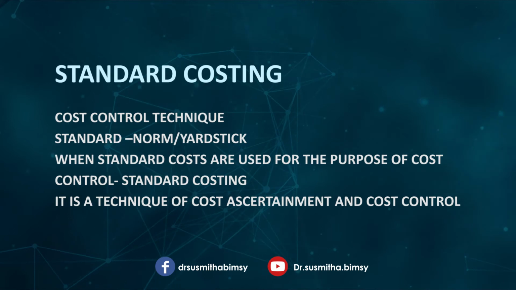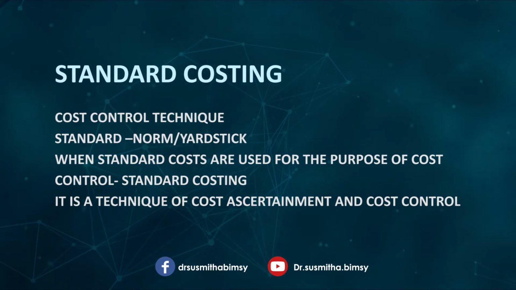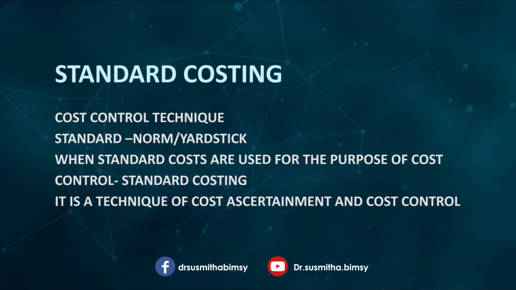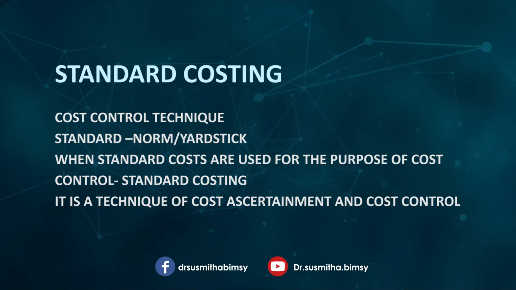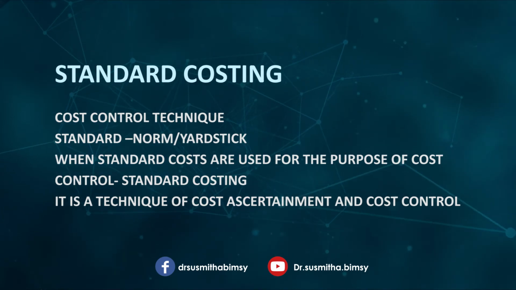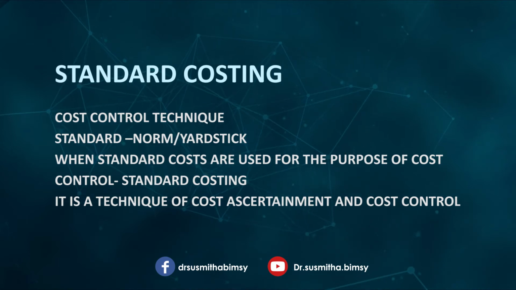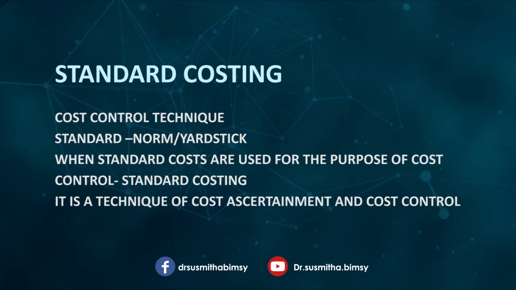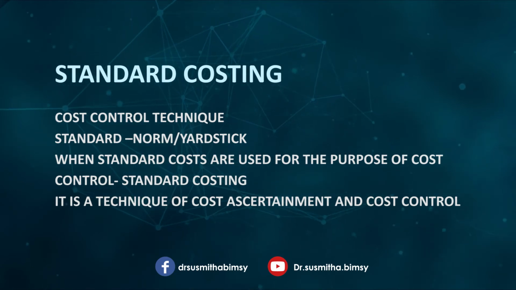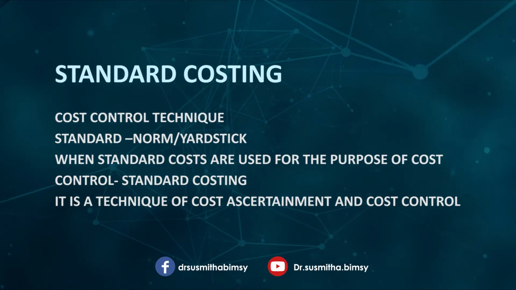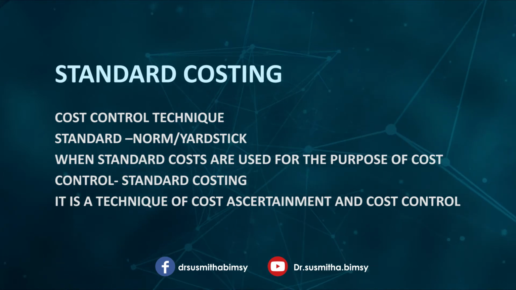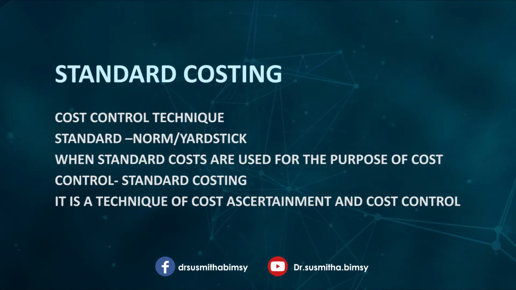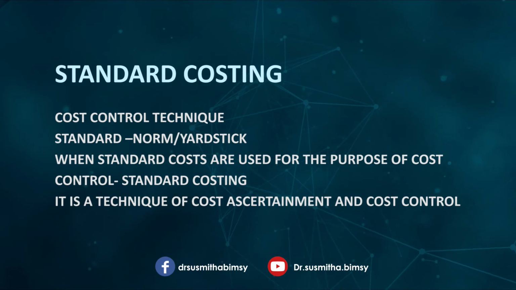Here, first we have to make a standard, then make a comparison of actual cost with standard cost and find out the variances, and if there are any variances, analyze the causes of variances. These are the steps involved in standard costing. There are different types of standards like basic standards, current standards, etc. And also different types of variances like material variance, labor variance, overhead variance, etc. These things are important, but we can discuss them in another video.